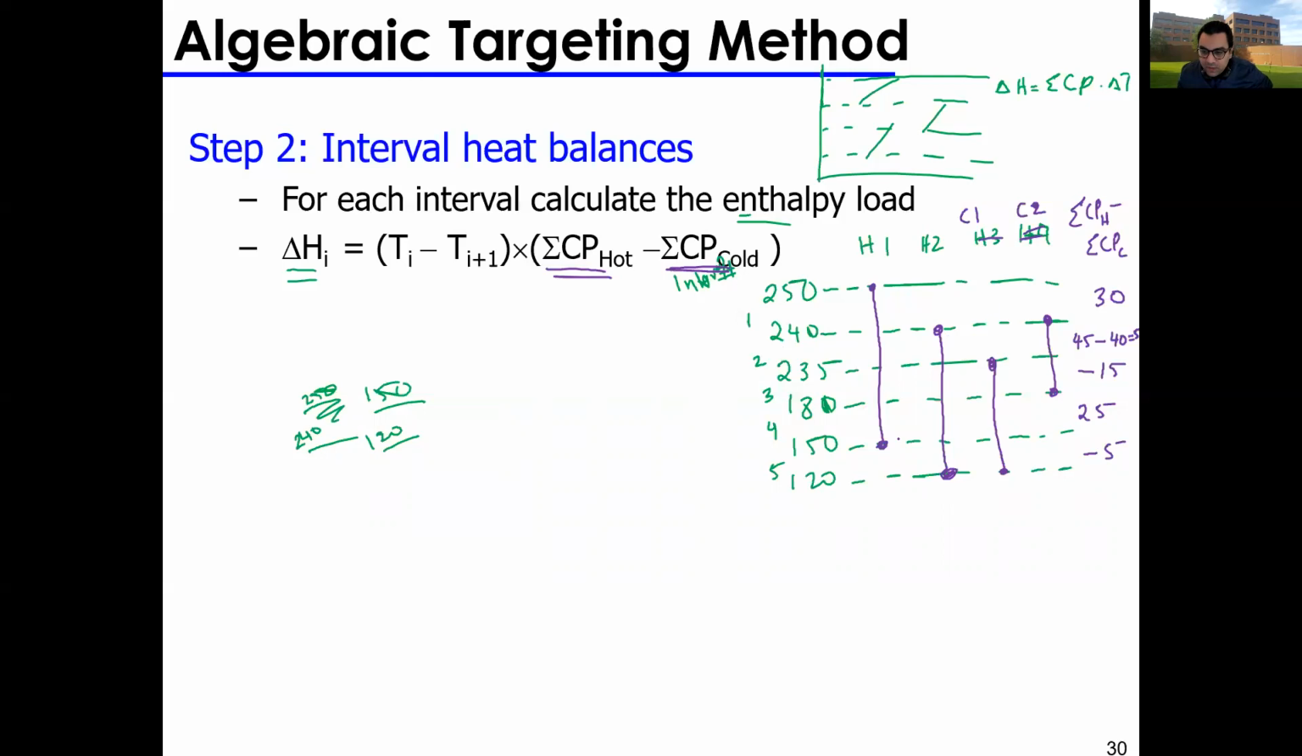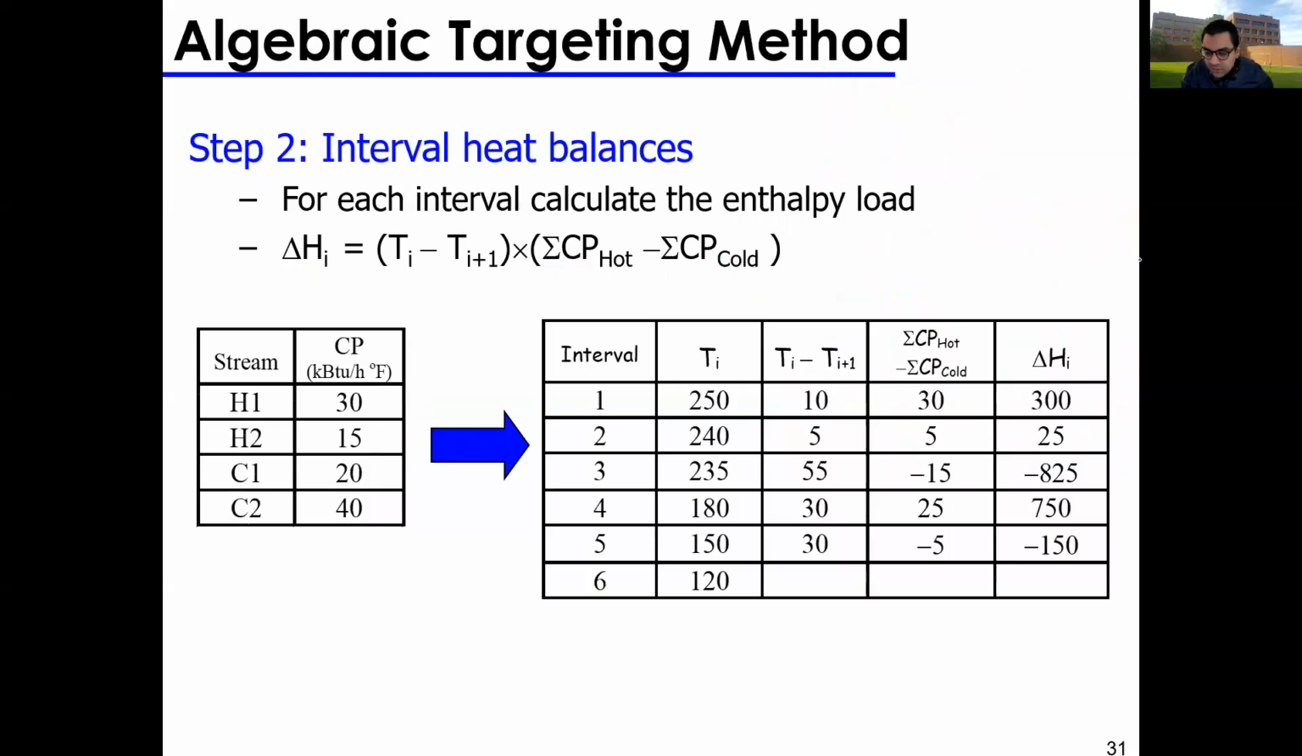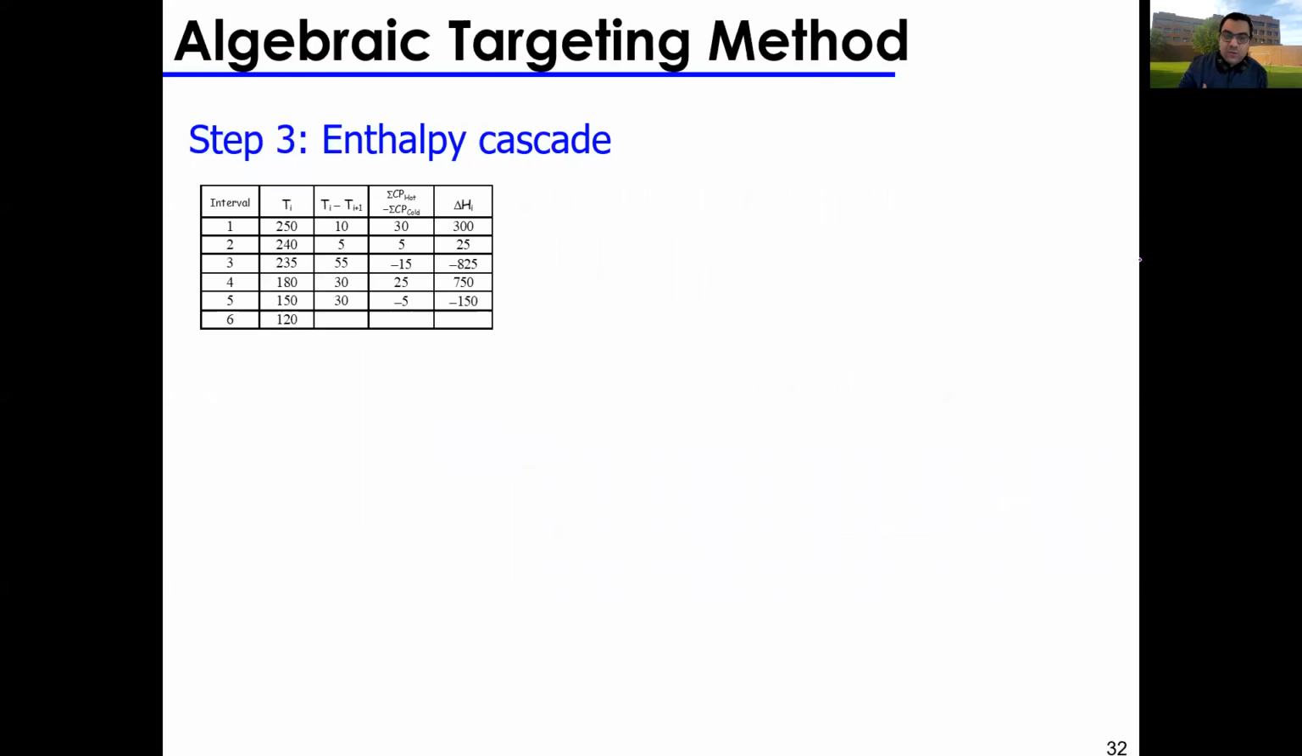So build your table, build your intervals, all this stuff. Get your summation of CP hot minus CP cold, get your delta H. And this is very important. Once you get to this point, you're about 20% through, but at least this is the point where you can really check your math. Double check your math, see if everything makes sense, see you don't have any wonky numbers, nothing strange, whatever it is. And after you do this, you're going to go to step 3.